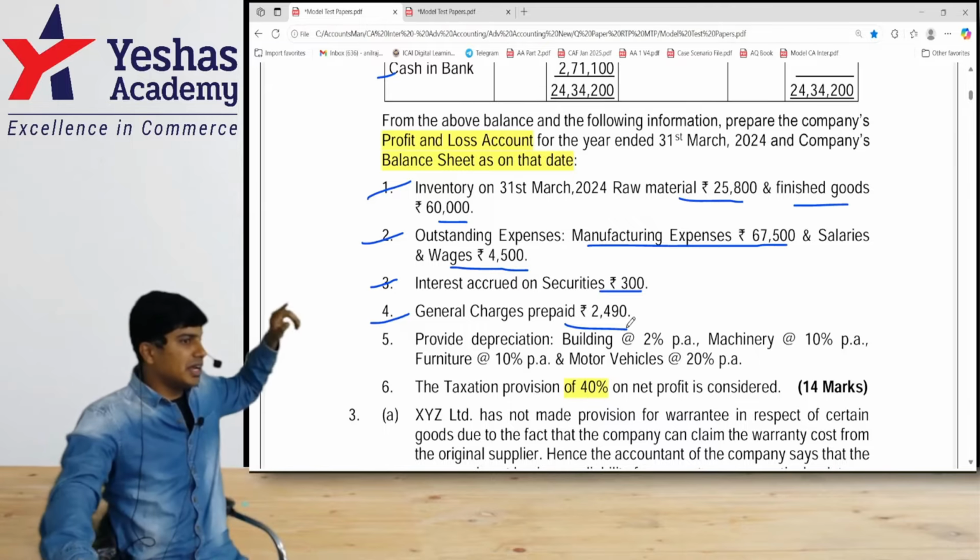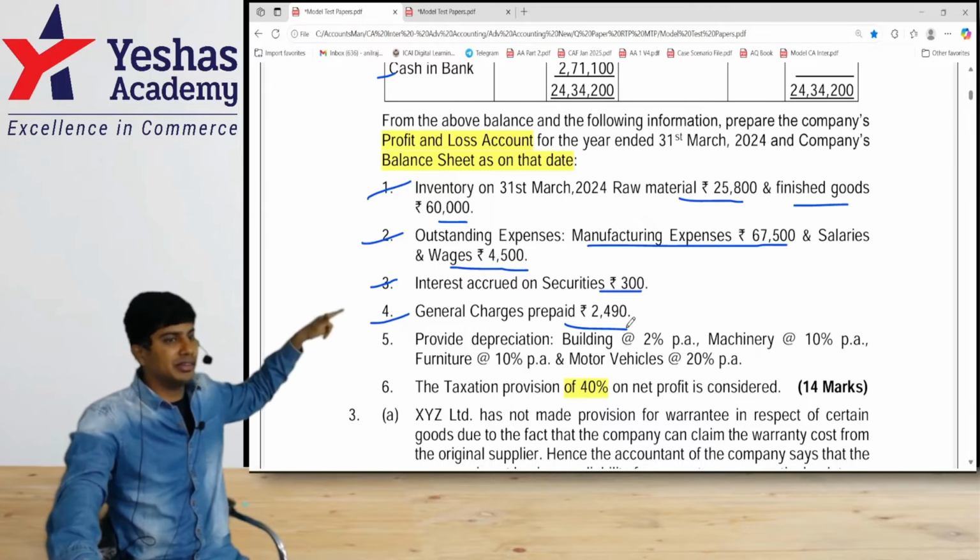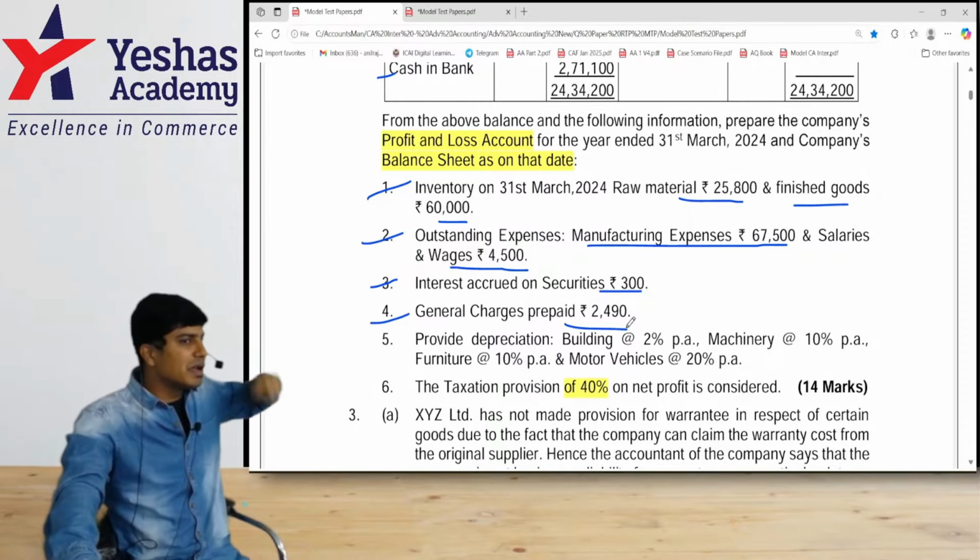So what is appearing in trial balance is expense paid, but expense paid is not expense incurred. In other expenses, we would have written general charges. From that, I will deduct 2,490. Come here. I will deduct 2,490 because it is next year's expense. Then expense will become 14,010. Because this is next year's expense, it will go to next year P&L.